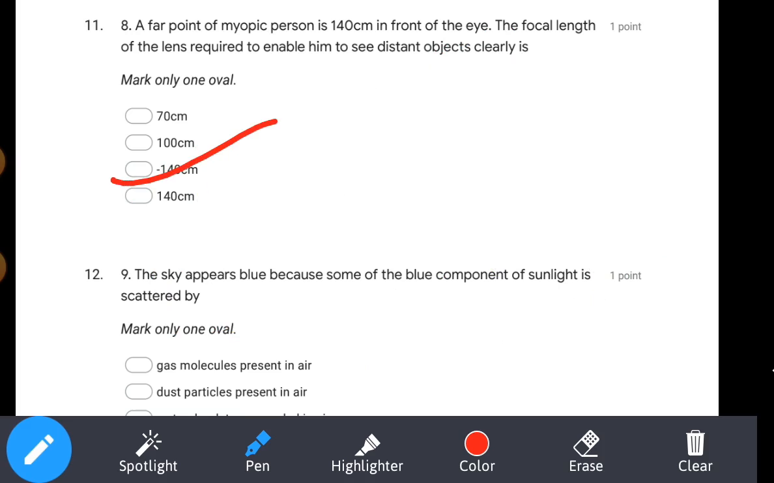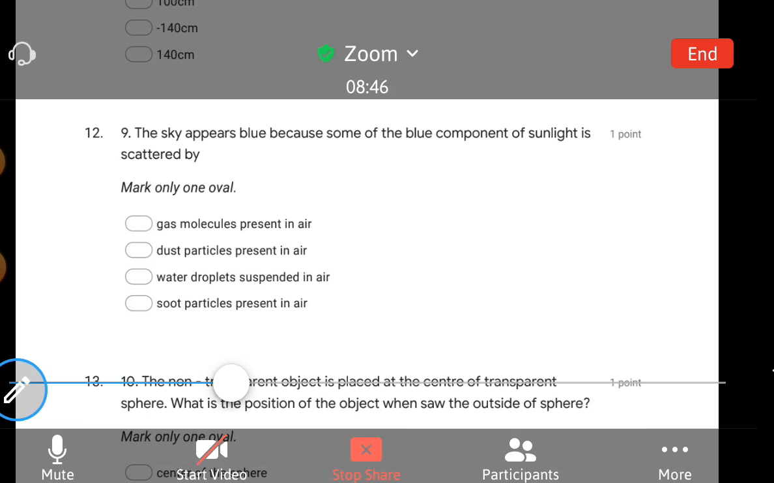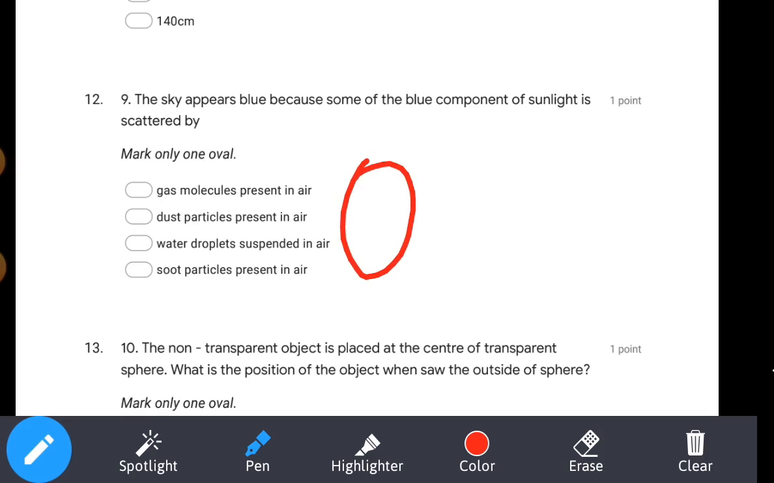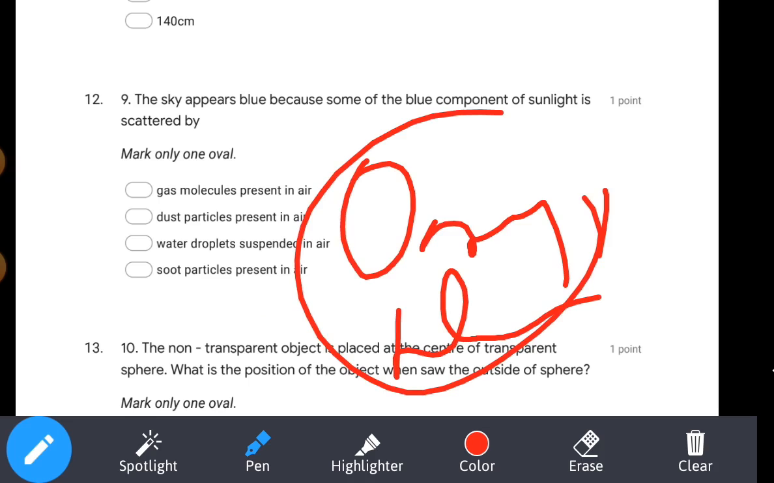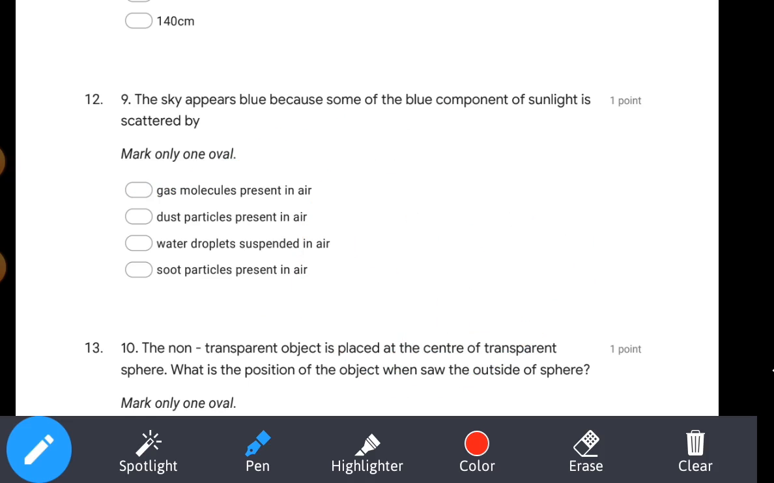What is that option? Option number C. The sky appears blue because some of the blue component. So due to what does the sky appear blue? Due to the presence of oxygen and nitrogen molecules in the air. So oxygen and nitrogen molecules, these are the gas molecules present in the air. So we can say that option number 1 is our answer.